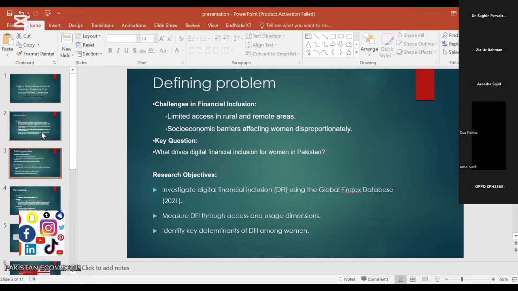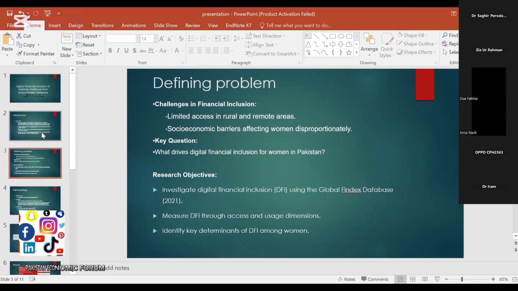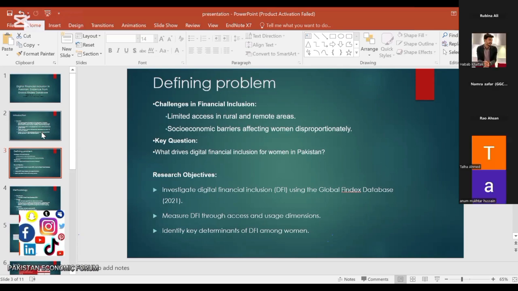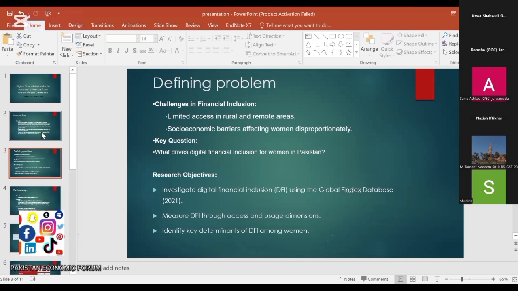You can have a deeper look in the chapter, but usually we see limited access in the rural areas and the remote areas, which is also contributing towards the severity of the problem. And there are different socioeconomic barriers affecting women disproportionately. So the question arises, what drives the financial inclusion for women in Pakistan? In this chapter, we empirically investigated digital financial inclusion using this Global Findex database, and we measured DFI through access and usage dimensions, because the data for other dimensions was not clearly available. And we then identified the key determinants of DFI among women.